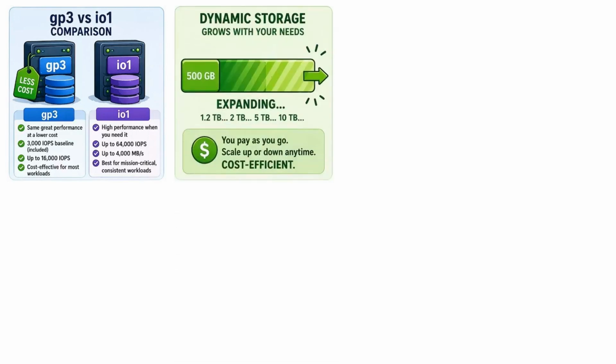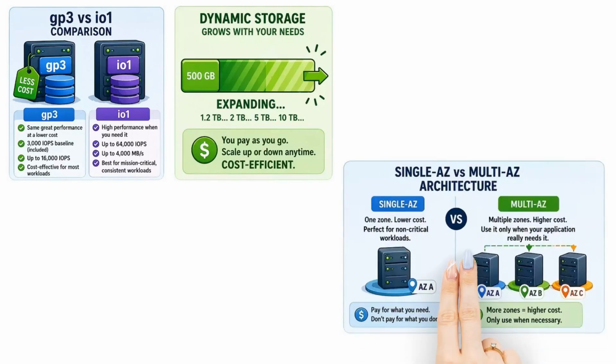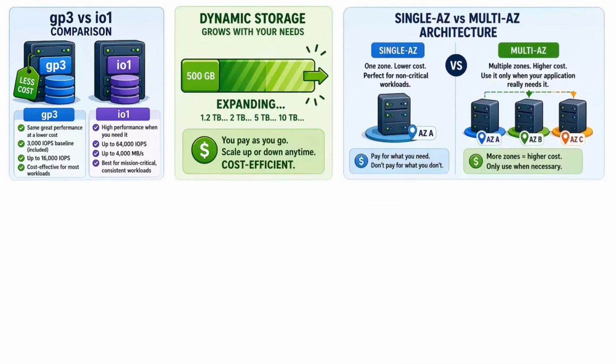Next, think about dynamic storage. Don't over-allocate storage up front. Enable auto-scaling so your database grows only when needed. Now, let's talk about multi-AZ. It's great for high availability, but it also doubles your cost. If your workload is non-critical, consider turning it off.